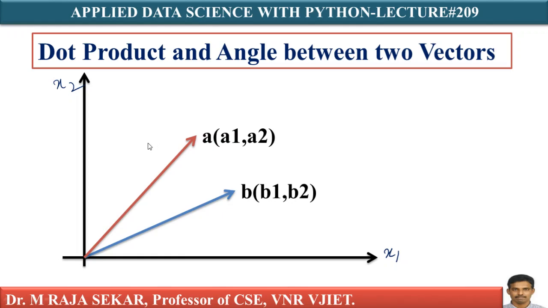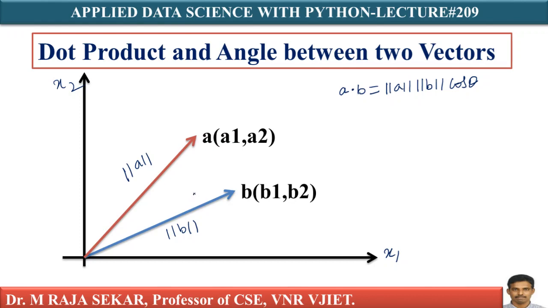Now what does A dot B represent geometrically? That's our question. I can say A dot B can be written as norm A into norm B into cos theta. Norm A means the length of vector A. Norm B means the length of vector B. This is a simple formula, isn't it?